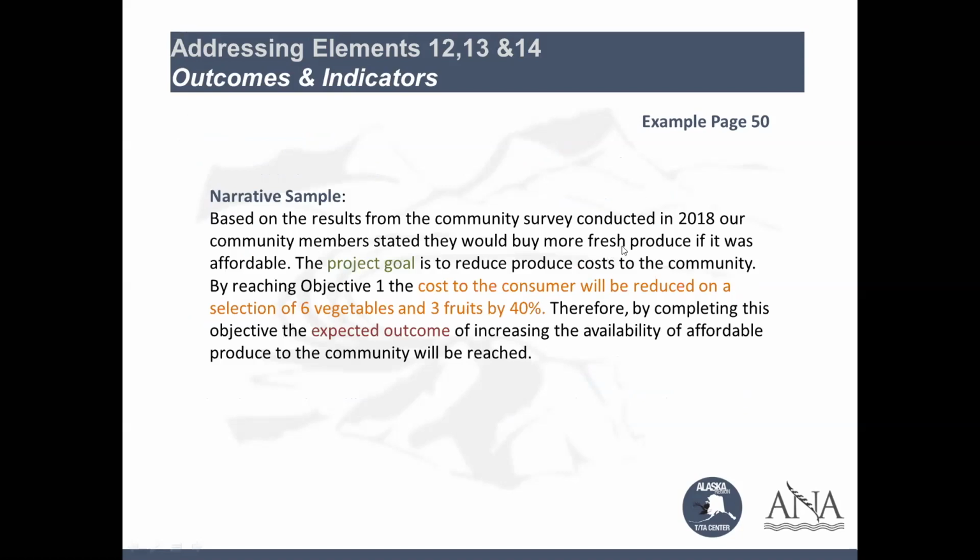Based on the results from the community survey, folks say they want to buy more fresh produce if it was affordable, or that they would buy more if it was affordable. The project goal is to reduce the produce cost to the community. So by reaching objective 1, the cost to the consumer would be reduced by 40% on those selected items. Therefore, by completing this objective, the expected outcome of increasing the availability of affordable produce to the community would be reached.